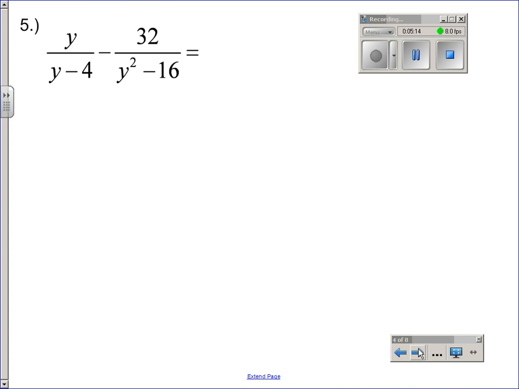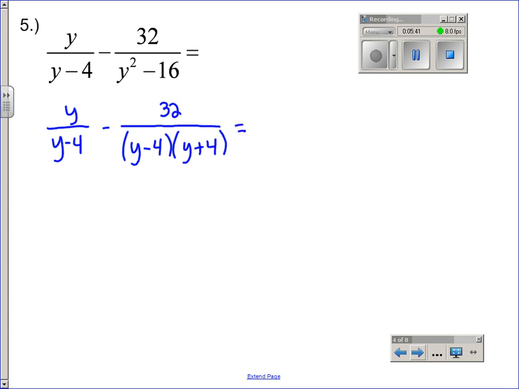Let's look at another one now that has variables at the bottom. With your denominators, when you have variables, you're going to look to see if you can factor anything on the bottom. What can we factor on the bottom? Right, y squared minus 16. How can we factor it? Difference of two perfect squares.